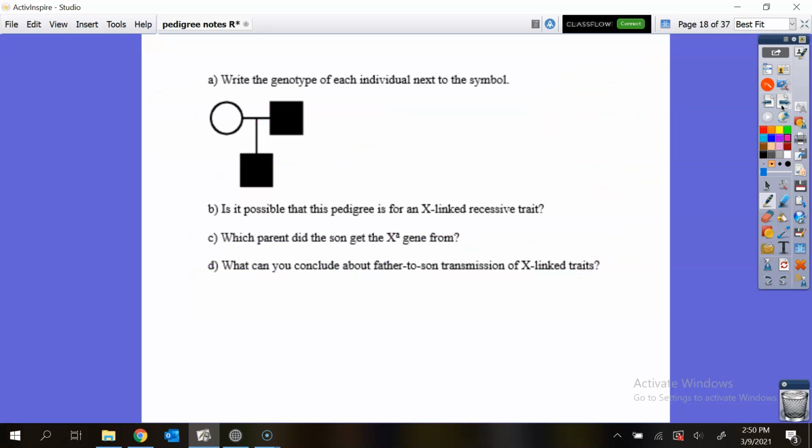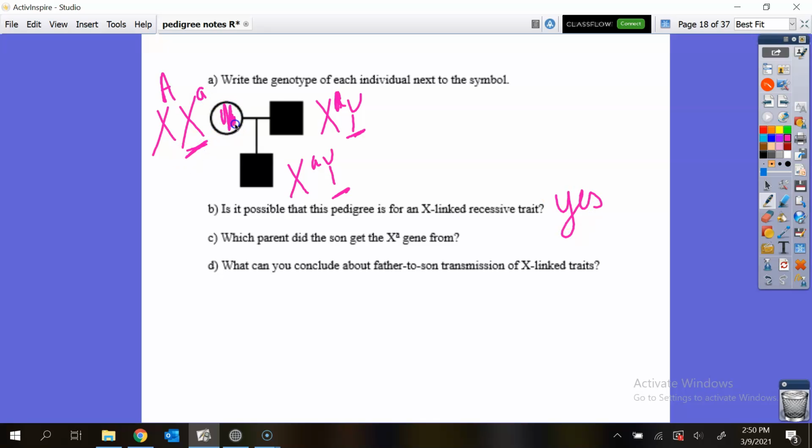Okay, so let's look at this one. So here's mom. Mom is not affected. Here's dad. Dad is affected, little a. Son is affected. So is this one possible? Dad would give his son that, so that means mom would have to be a carrier. But yes, that is possible. Remember, I said carriers aren't always shown. Okay, so half of the circle would be shaded in, but that's not always the case.